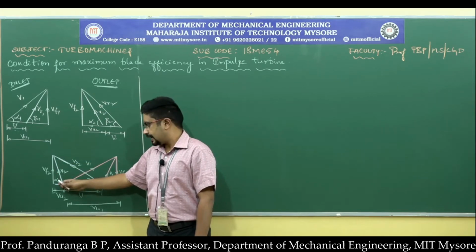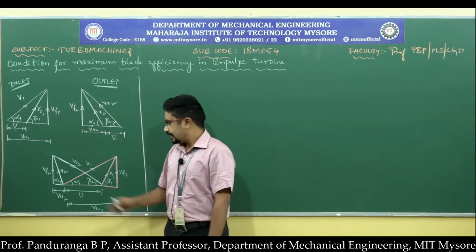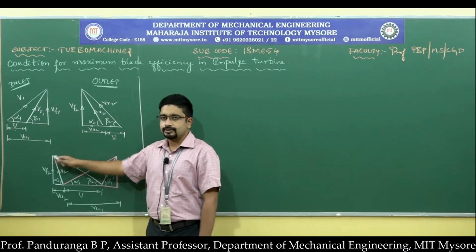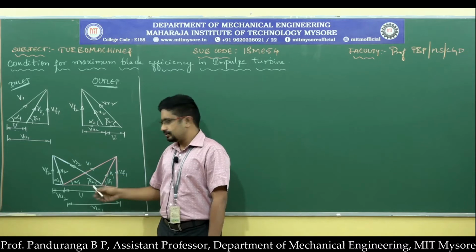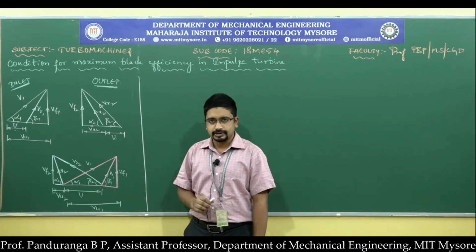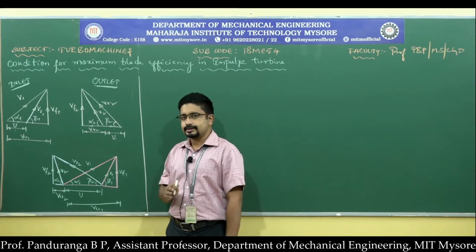So the angle made by V2 is alpha 2, and then when I join the free ends of U and V2, I will get VR2. So VR2 makes an angle of beta 2 with respect to U. All the angles are measured with respect to U, that is our base reference.